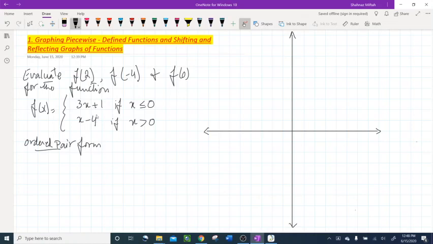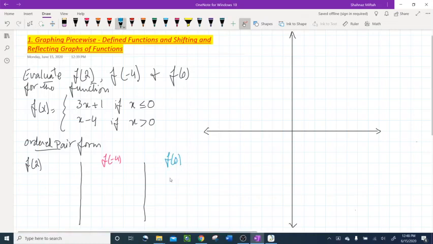Now, do you see you have two pieces? Let me write it down here. This is my f of 2, I'm going to plug in f of 2 here. In here, I'm going to draw a line. In this one, I'm going to do f of negative 4. And up here, I'm going to plug in f of 0. So we can have all three and we can see what's going on.